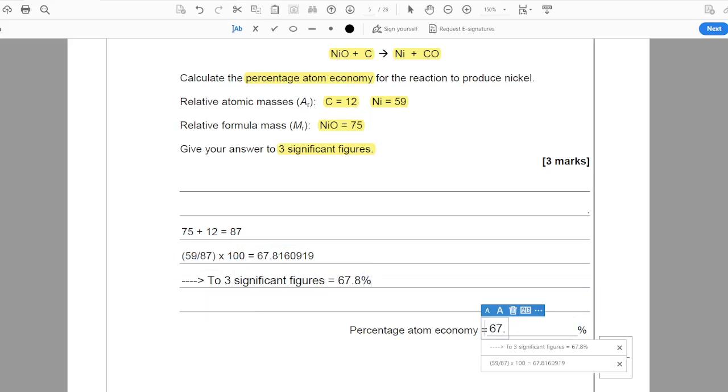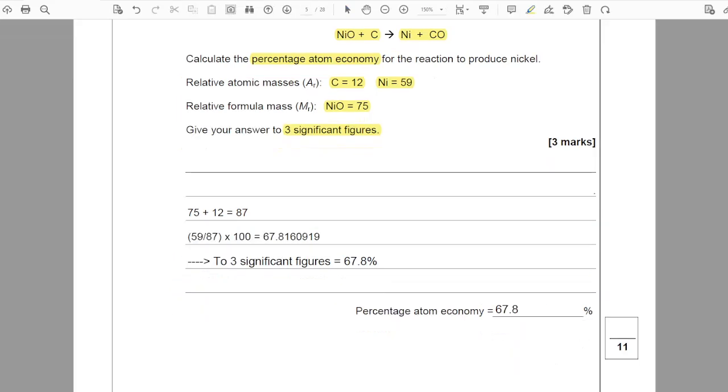A common mistake is forgetting to put it to 3 significant figures. If you don't do it, then you lose a mark, and that's an easy mark lost. I recommend circling the words '3 significant figures' in case you forget to do it at the end.